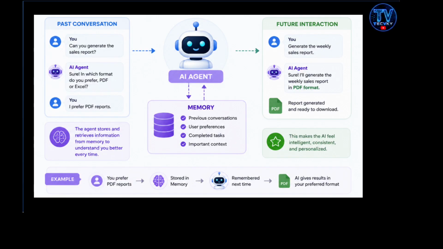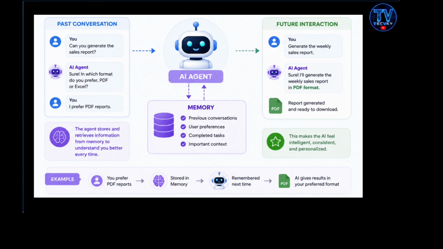Okay. The agent also interacts with memory. Memory helps it remember previous conversations, user preferences, completed tasks, or important context. For example, it may remember that you prefer PDF reports instead of Excel files. This makes the AI feel much more intelligent and personalized.